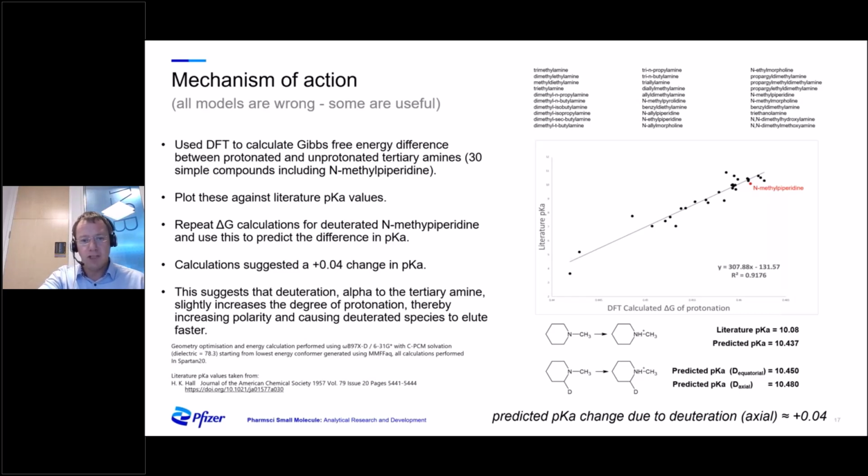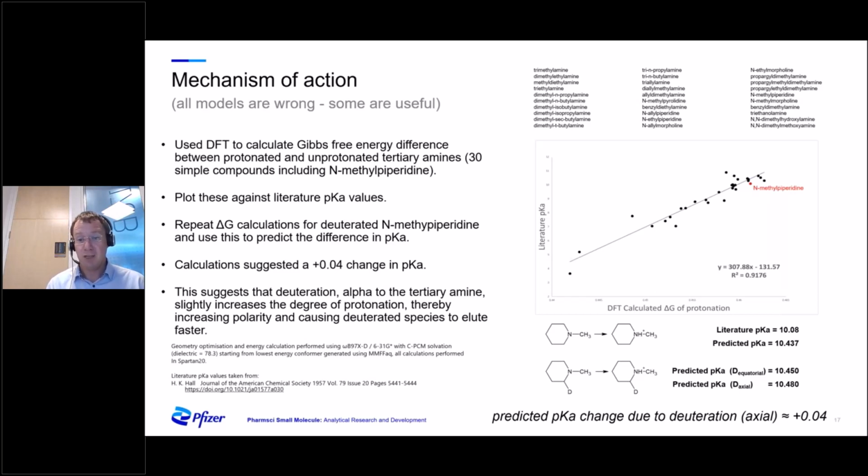Now, the model suggests that the pKa of this N-methylpiperidine should be about 10.4, and the experimental value is about 10. So this is good enough for our purposes. And we then went on to run the prediction again based on N-methylpiperidine with a deuterium alpha to the nitrogen. And we found that this increased the pKa of the nitrogen by 0.04 units. So this suggests that deuteration, alpha to the tertiary amine, slightly increases the degree of protonation in the material, thereby slightly increasing its polarity, thereby causing the deuterated species to elute slightly faster.